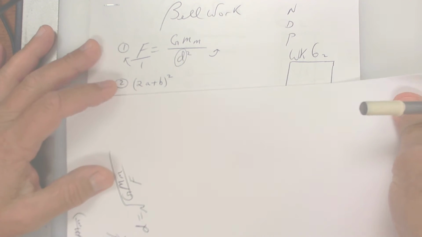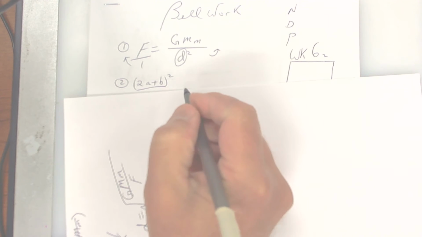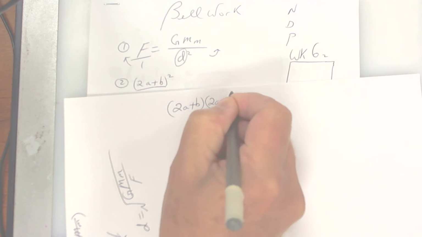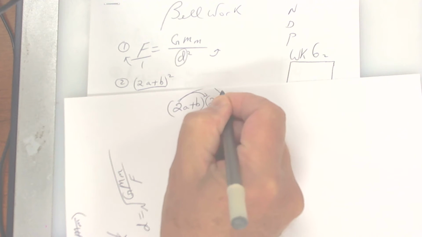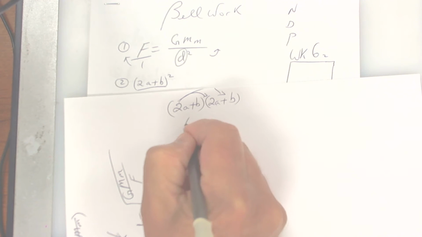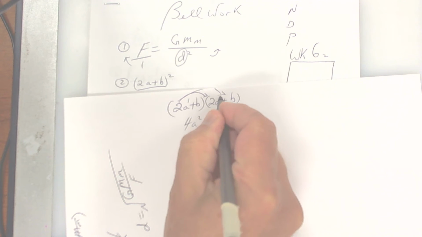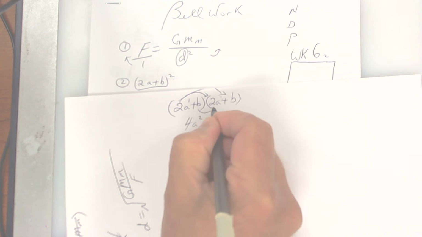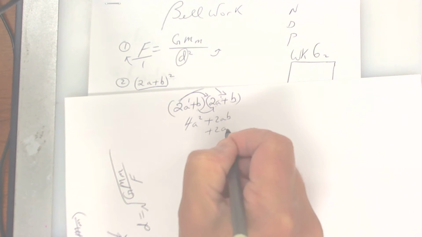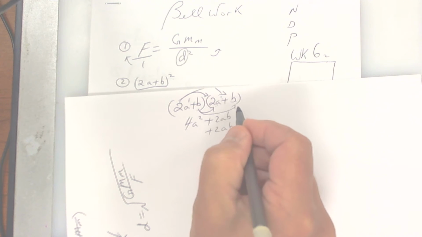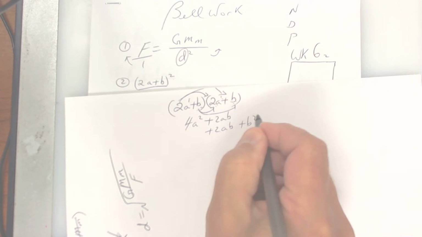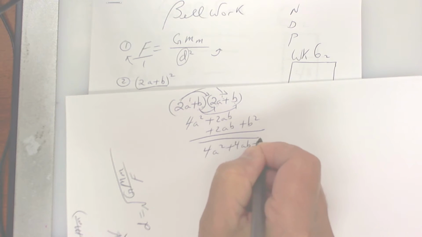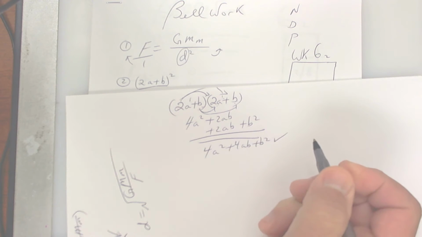The next one here is all of this squared, so that's FOIL. You're going to write it twice. Draw your arrows. So you're going to get 4a squared. Remember, you got to add your exponents, 1 plus 1. This times this is going to be plus 2ab. Now move to the next one, which is another plus 2ab. That's your middle term here, your outer and your inner. This gives you b squared. So I get 4a squared plus 4ab plus b squared. And that should be it.